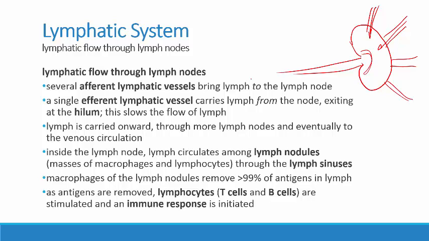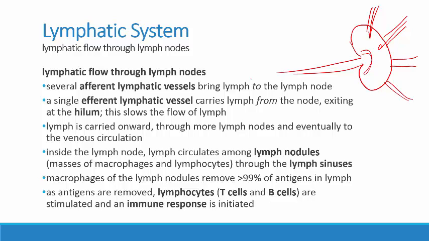That slows it down and gives enough time for all of the immune system cells found inside the lymph node a chance to interact with anything that's there in the fluid. So the lymph moves onward, travels out the efferent lymphatic vessel, passes through more lymph nodes, and eventually makes its way, as we said in the previous video, into the venous circulation.